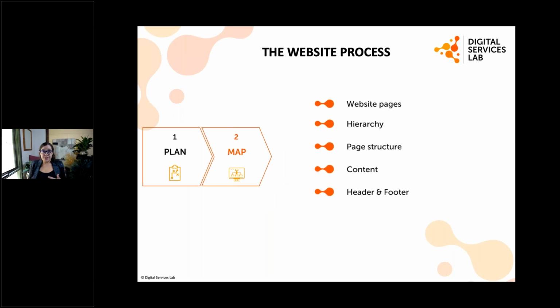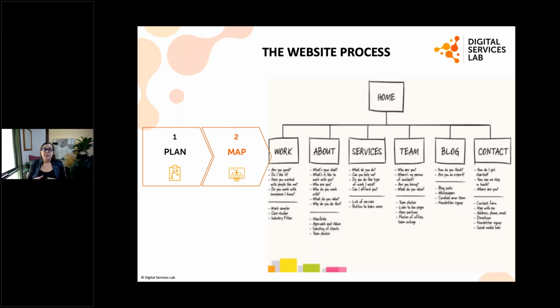Moving on to the next stage of your plan, you actually want to map out your website. So this is the website pages, the hierarchy, the page structure, the content, and the header and the footer. And I'll show you a little bit more about that map. Okay, so what I've got here is an image. It's a basic example of a site map, and it shows you some of the main pages all feeding from the home page. So typically when the site map is done correctly, your home page is where everything stems from. And then you have a primary menu.